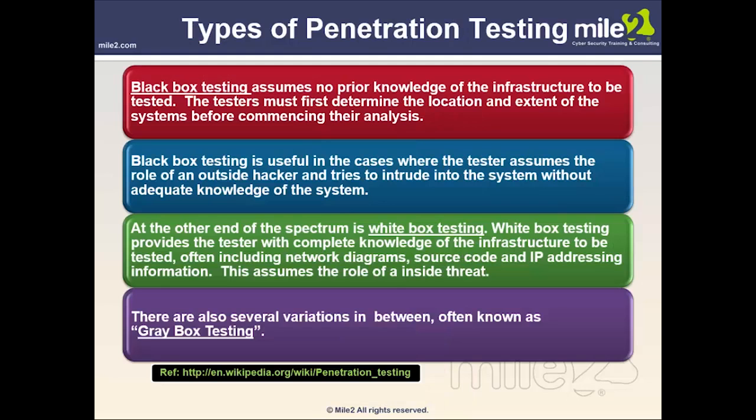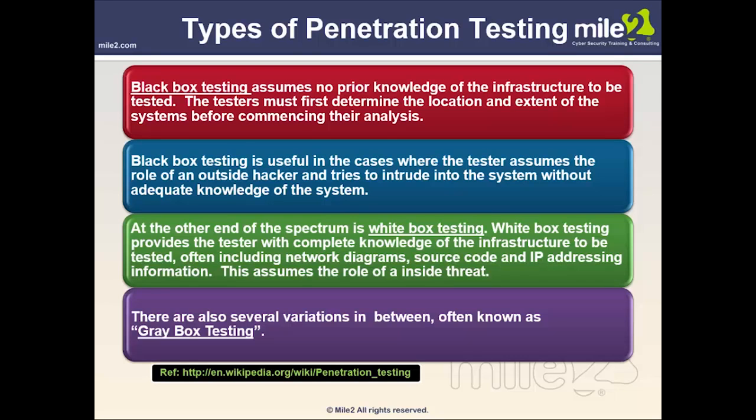There are different types of penetration testing. Black box testing assumes no prior knowledge of the infrastructure to be tested. So the testers must first determine the location and the extent of the systems before commencing their analysis. Black box testing is also useful in cases where the tester assumes the role of an outside hacker, then tries to intrude into a system without adequate knowledge of the system. At the other end of the spectrum is white box testing.